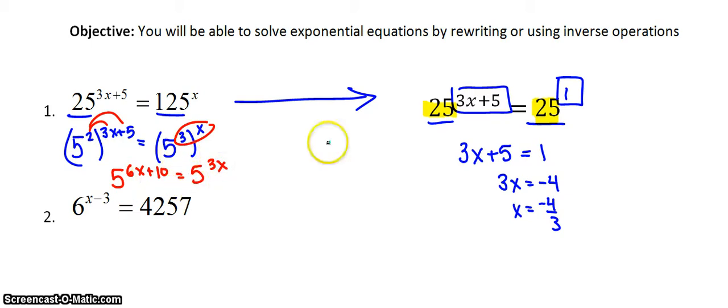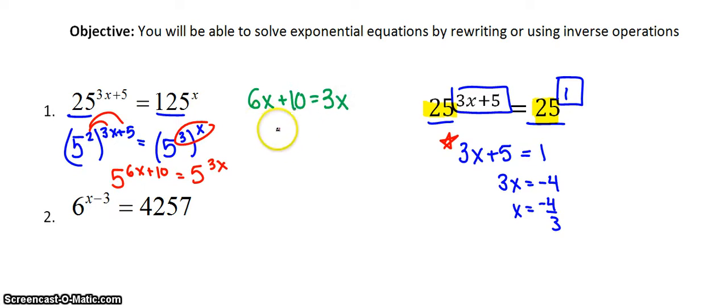And now that I have a common base, I can use what I did over here and continue to solve that. So if the bases are the same, all that has to happen is that the exponents are the same. So I can set 6x plus 10 equal to 3x and solve. So if I move the 3x over, I had 3x. I'll move the 10 over here and get negative 10. Divide both sides by 3, I get x equals negative 10/3.